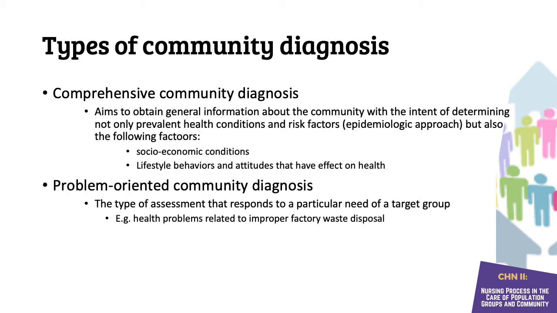We have the types of community diagnosis. Okay, common types. We have the comprehensive community diagnosis and the problem-oriented community diagnosis. Your comprehensive community diagnosis is general information, okay, about the community with the intent of determining not only the present or prevalent health conditions and risk factors, but also the socioeconomic conditions, the lifestyle behaviors, and the attitudes that have effect on health.